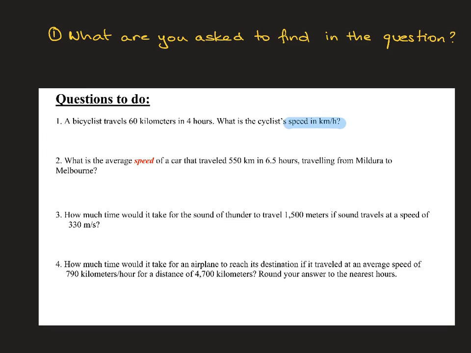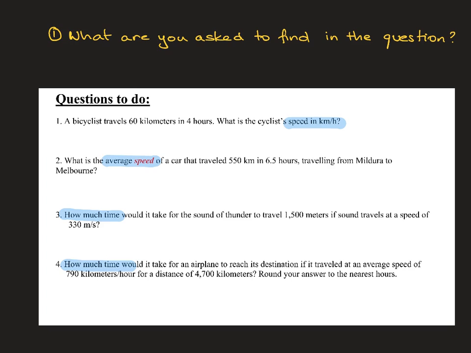Let's have a look at the next question. What is the average speed? That's an easy one. So this time we're asked to find the average speed. Now the average speed is just the speed of the car. Let's have a look at the next question. How much time? Easy one. This one we're looking for time. And then the last question, how much time would it take? Again, easy. We're asked to find time. Okay, so that's the first thing we need to do for a question. We need to figure out what the question is asking us to find.